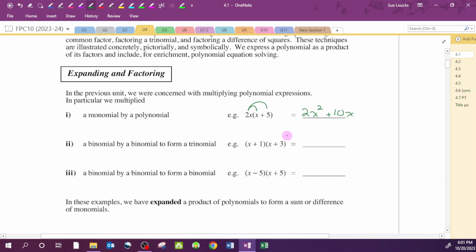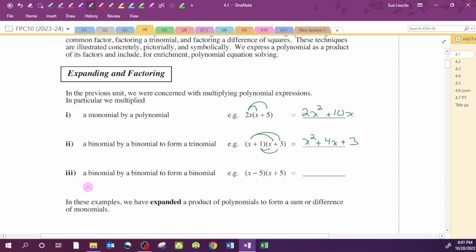And we multiplied a monomial by binomial times another binomial. And we go first, outer, inner, last. So we get x squared plus 3x plus 1x gives us 4x plus 1 times 3 is 3.